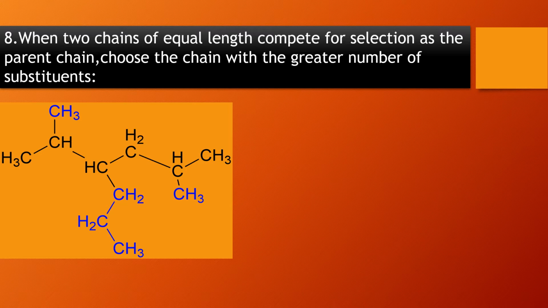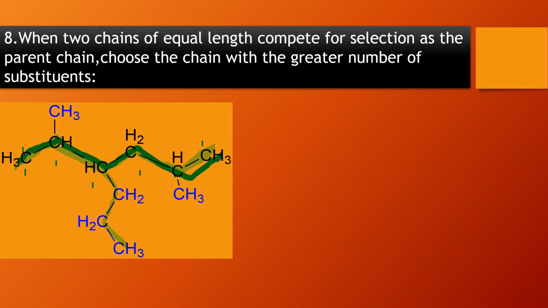So we can select this one. So how many carbons are there? 1, 2, 3, 4, 5 and 6. Or the other possibility is this one: 1, 2, 3, 4, 5, 6. So which chain should be selected? We will select this chain. Why? Because it has a greater number of substituents present.